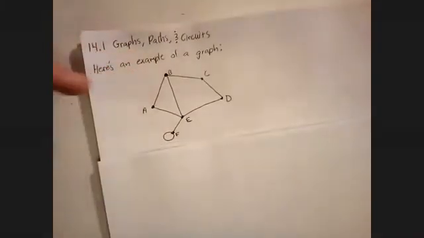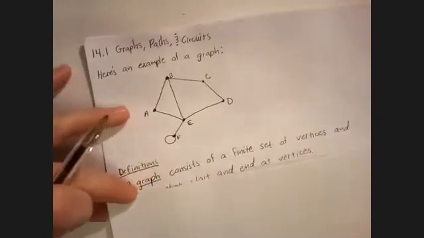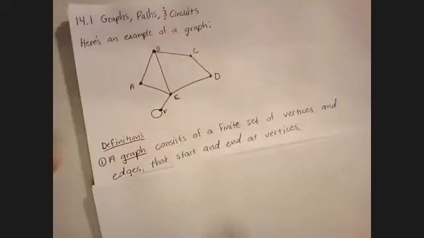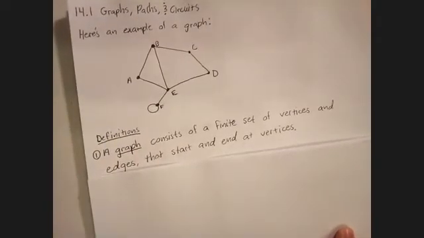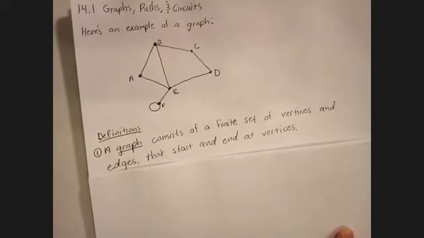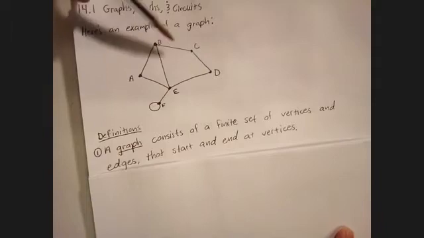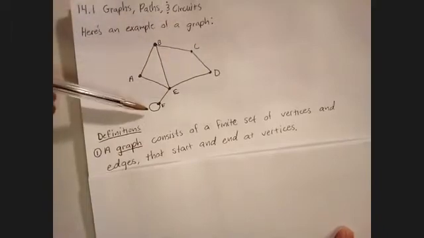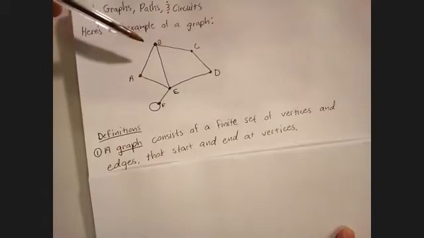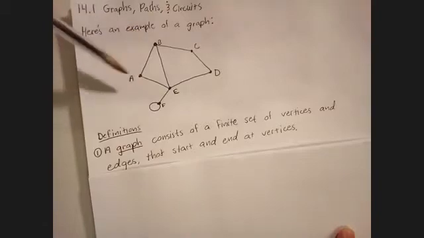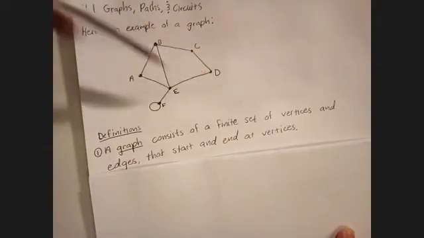So let's start off with the basic definition of a graph. A graph consists of a finite set of vertices and edges that start and end at vertices. Okay, they're kind of like line segments. This counts as an edge, even though it's not really a line segment. But if something starts and ends at a vertex, that makes up this graph.